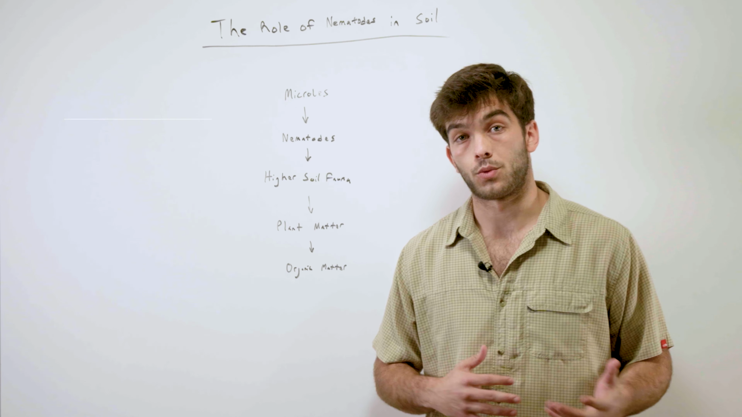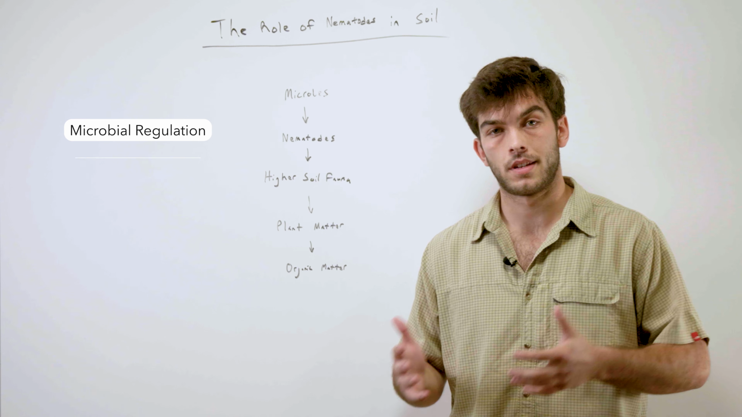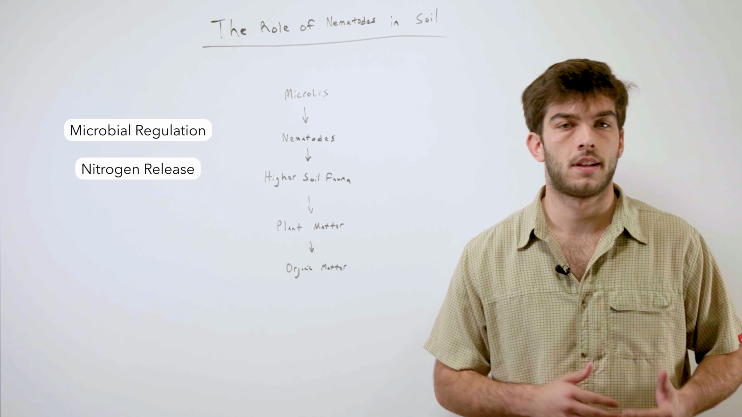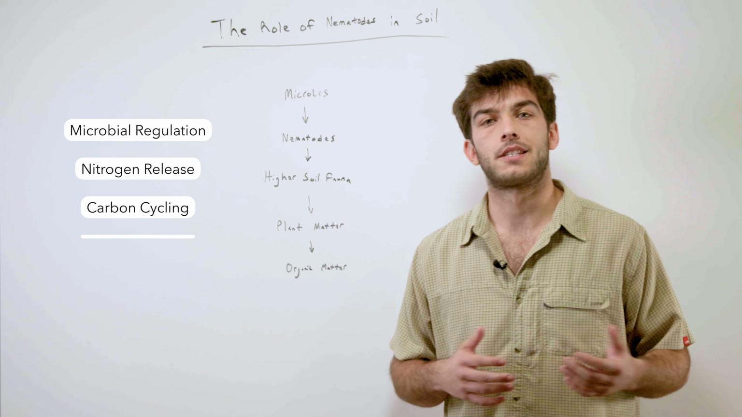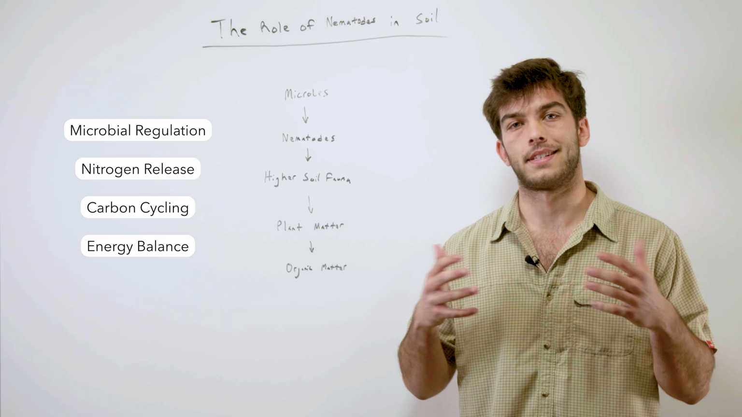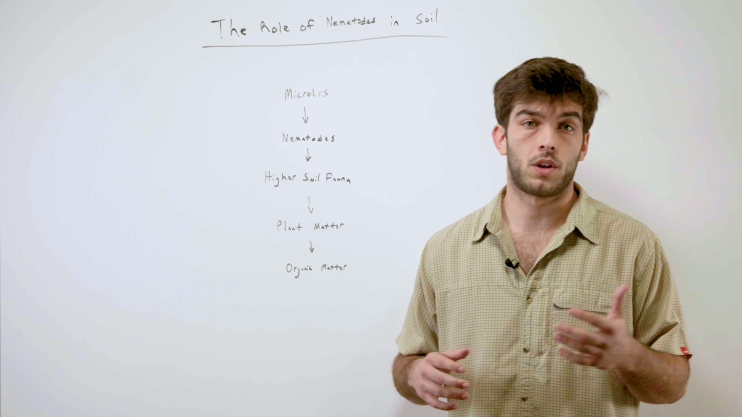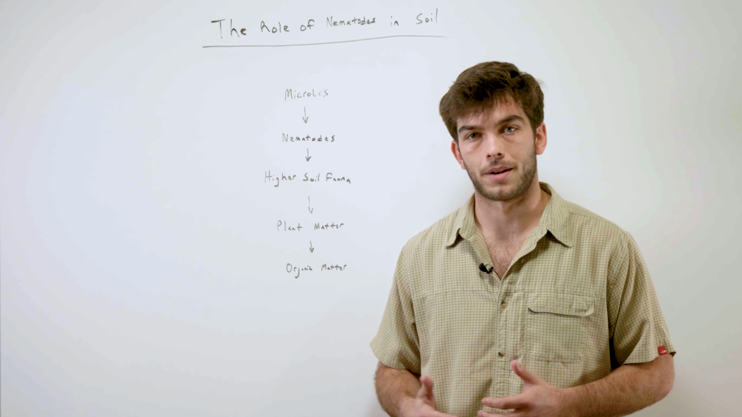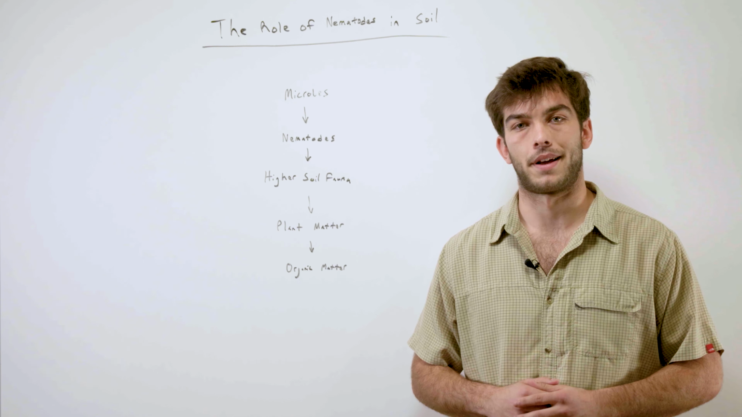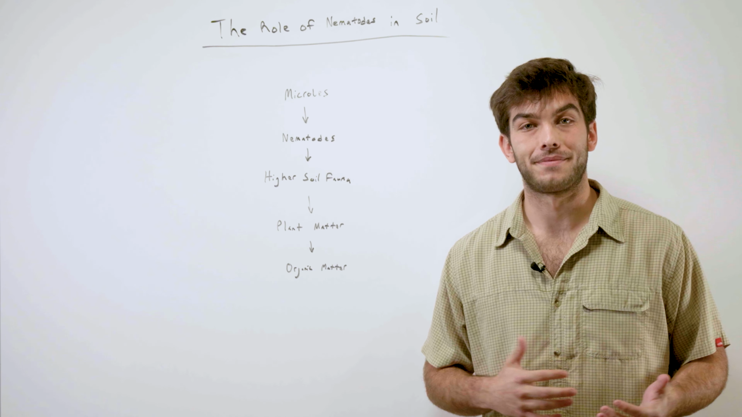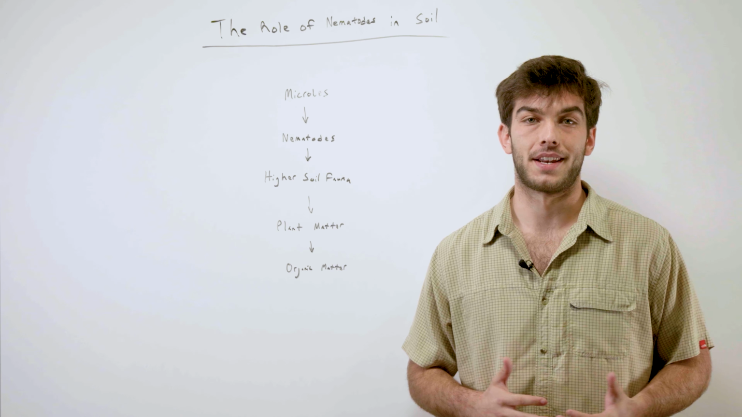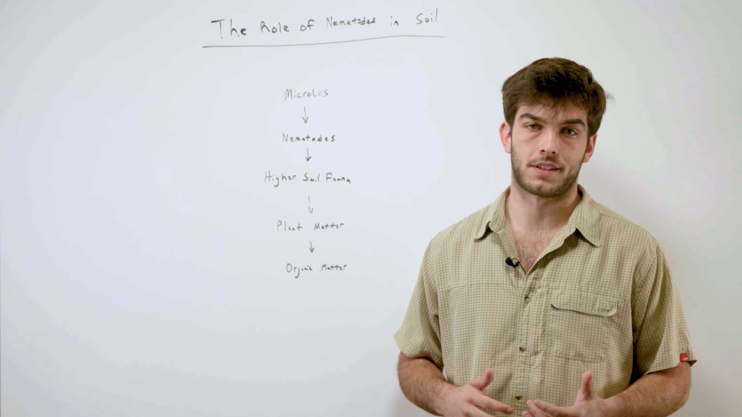Their feeding strategies regulate microbial populations, release plant-available nitrogen, influence carbon cycling, and support balanced energy flow throughout the entire soil food web. Their movement distributes microbes across soil regions, and their sensitivity to environmental conditions makes them effective bioindicators. Appreciating the diversity and function of nematodes provides a deeper understanding of soil health and the biological processes that sustain plant growth.